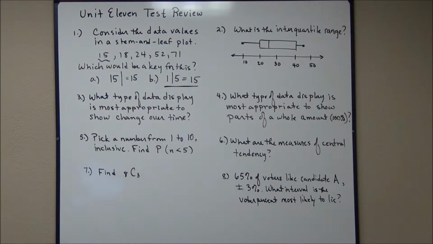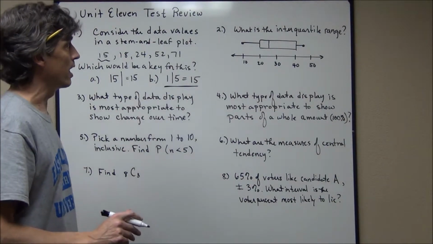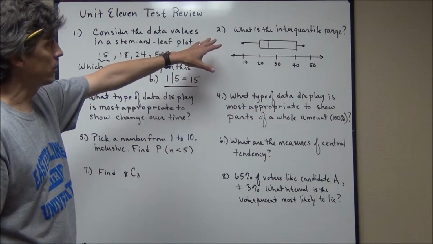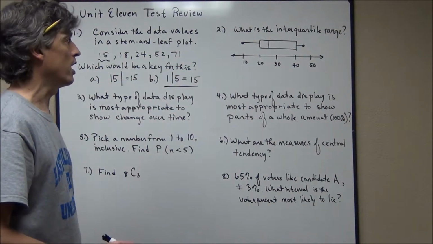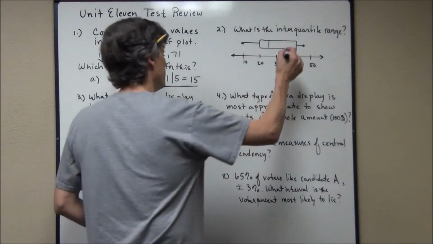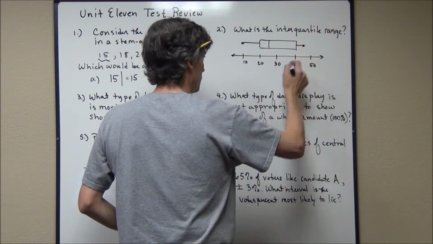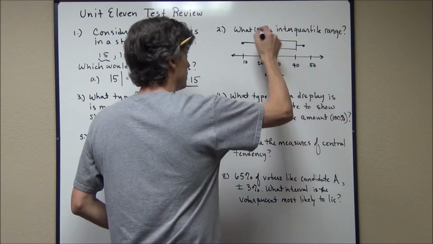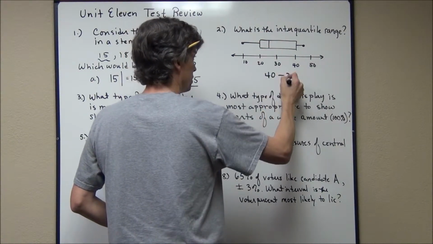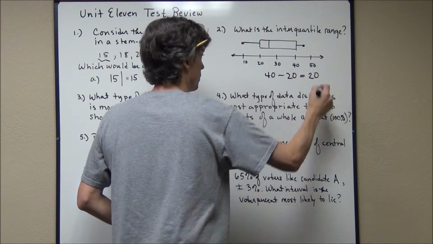What is the interquartile range? And if you're looking at that and saying, well, did he ever talk about an interquartile range? No, he did not. He messed up big time when we went over this particular lesson. The interquartile range is the upper quartile value, which in this case is 40, minus the lower quartile value, which is 20. And this is equal to 20.